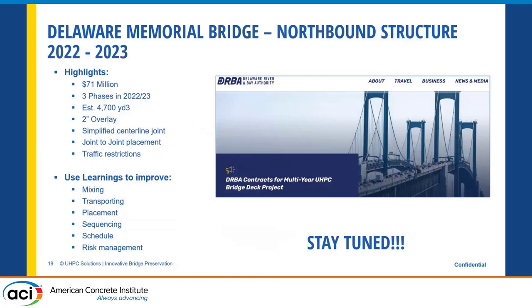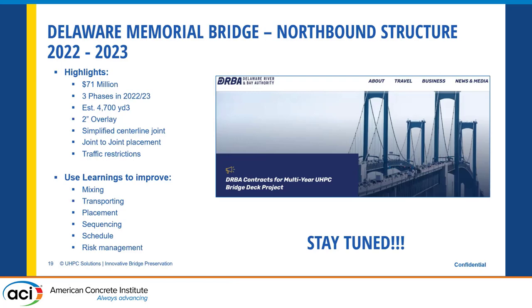The project was so successful that we're happy to announce that we are the successful general contractor for the new project that just got awarded at the beginning of this year. This will be the largest UHPC placement in the United States. This will be the largest UHPC overlay. It's a $71 million project. It's going to be completed in three phases. We're going to kick it off Labor Day 22. You're going to have around 4,700 cubic yards of UHPC, which is more than the industry does in maybe 1 year. It's a 2-inch overlay.